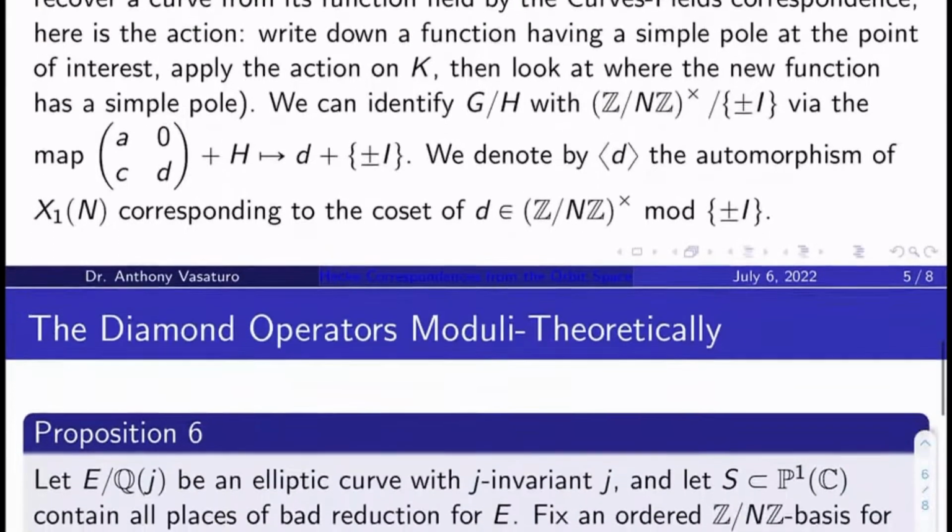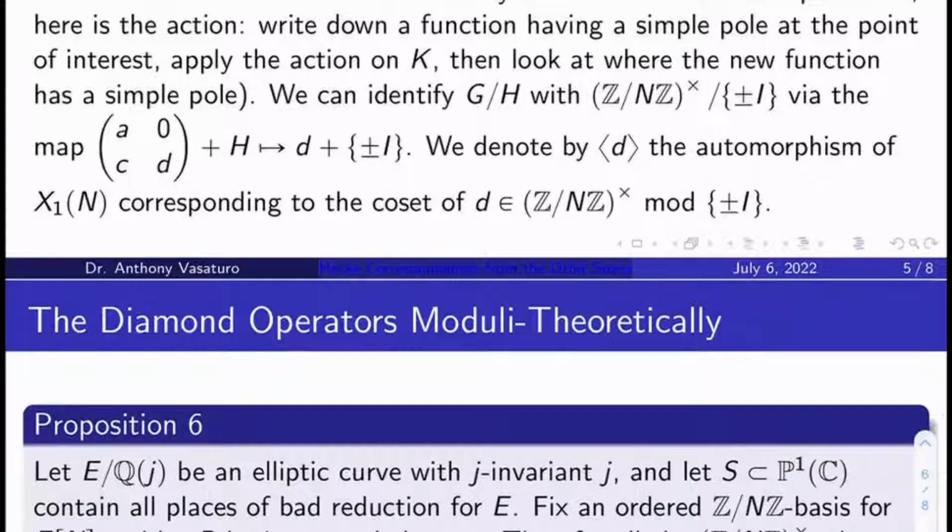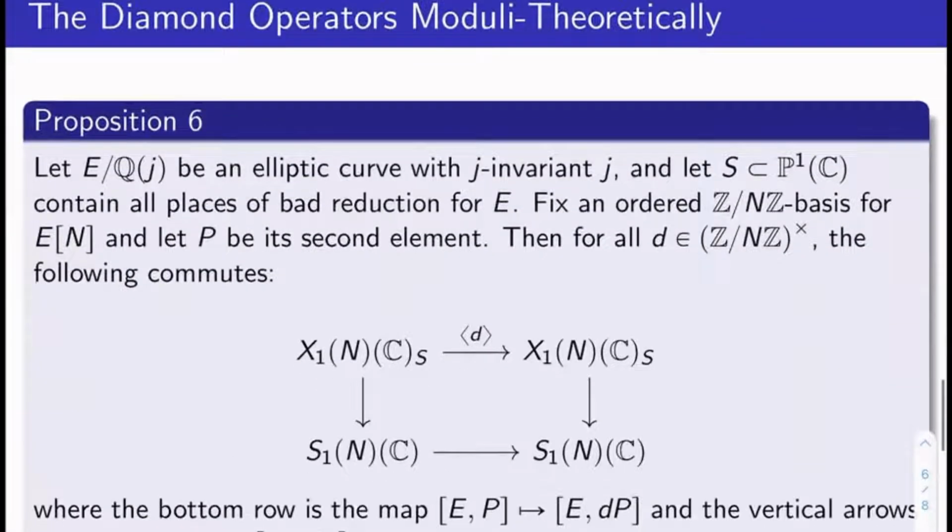How do you think of them moduli theoretically? You should expect a pretty clean perspective through the moduli lens, because when we were looking at the Hecke correspondence, I think the cleanest of the three perspectives so far was the moduli theoretic perspective. Let's see how the diamond operators look moduli theoretically.